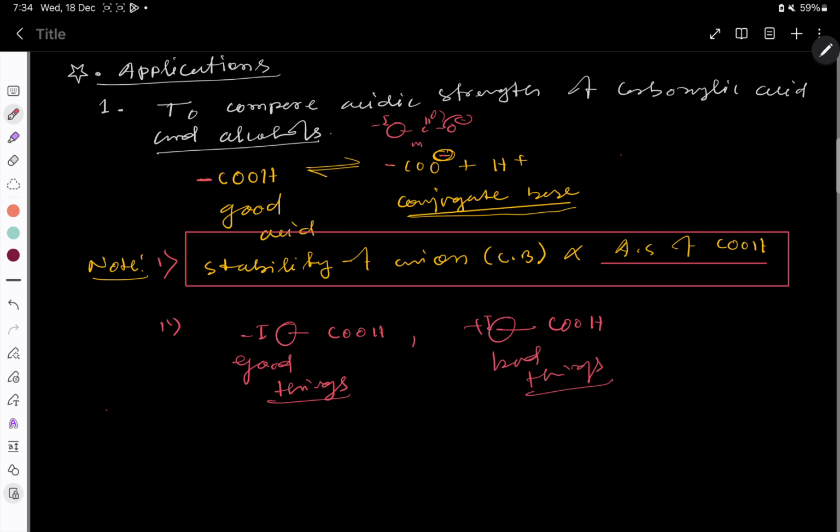Suppose this one is the carboxylate ion, with resonance here. Now if a plus I group is there, it pushes its electron density toward here, and the electron density on the oxygen will increase, so it won't allow the compound to lose its proton. That's why the plus I effect is a very bad thing here.